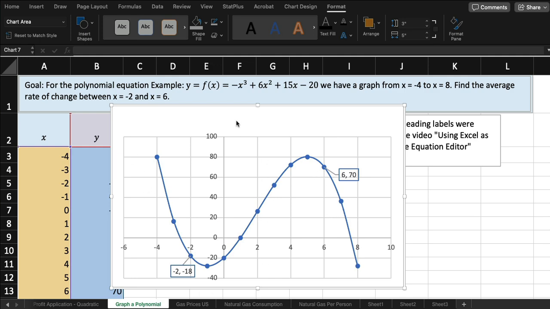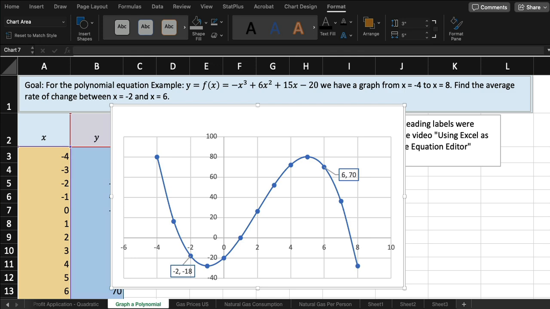Our goal today is to find the average rate of change between x equals -2 and x equals +6. So I've taken the liberty of labeling those 2 points on the graph. We have the point (-2, -18), and we can actually see that from the table in a minute. And then we have the point (6, 70). So those are our 2 points.